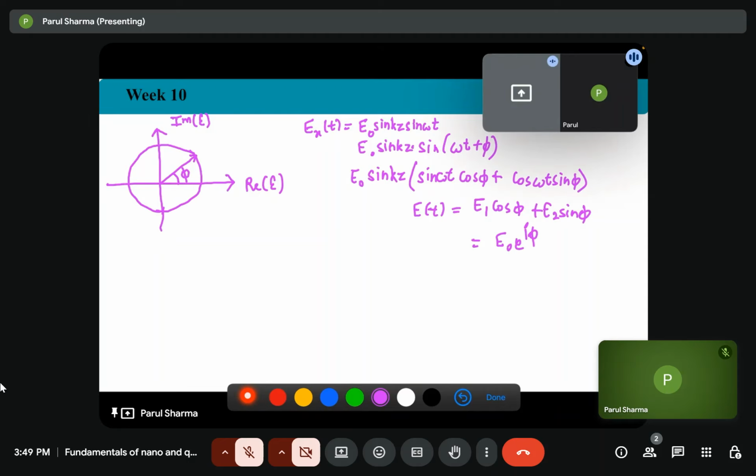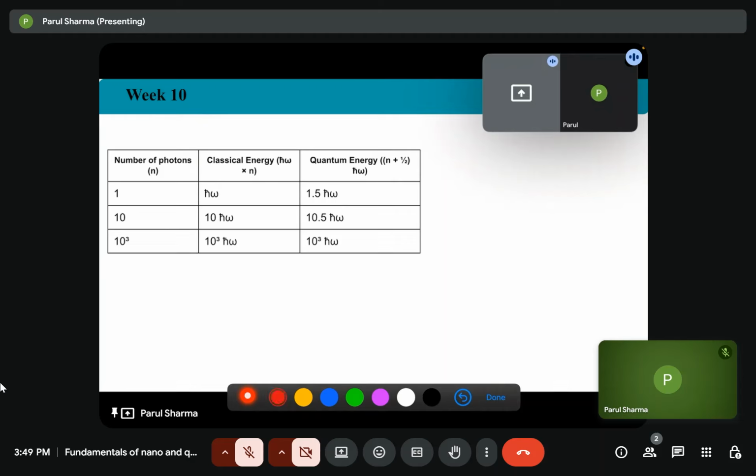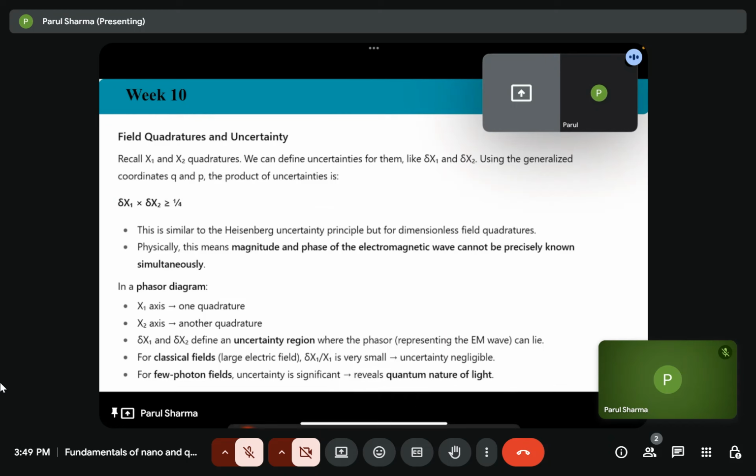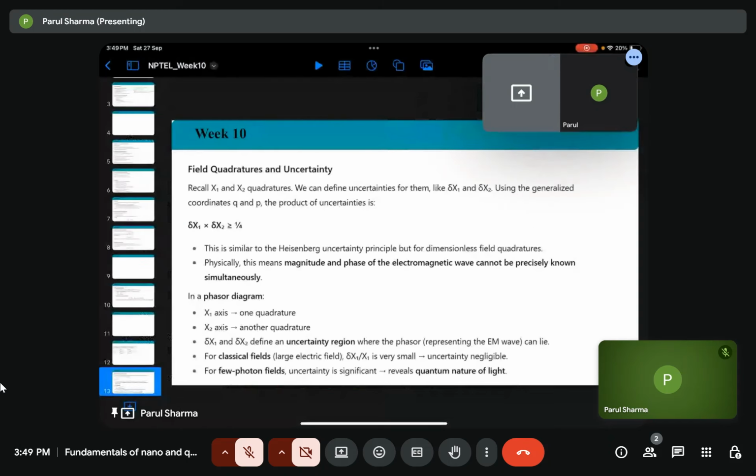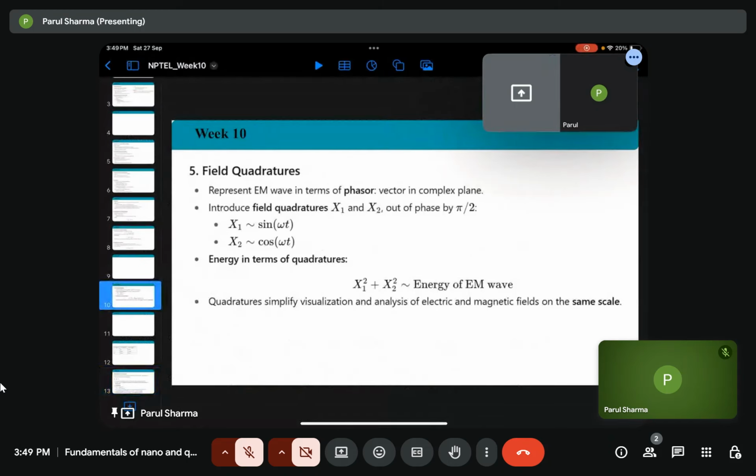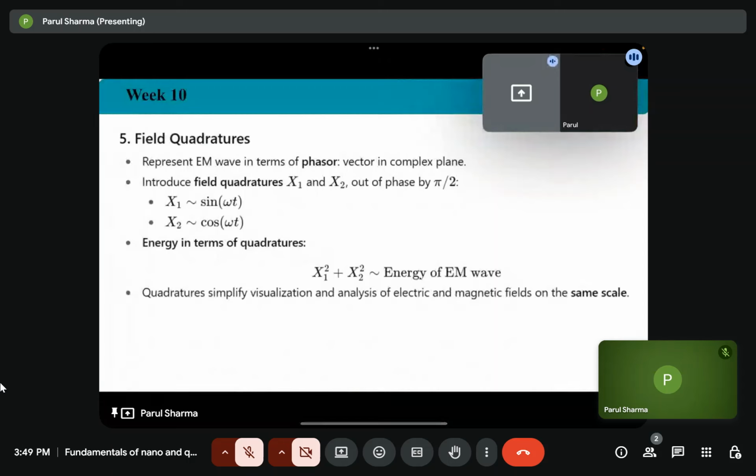So now, what are the phasor diagrams and the field diagrams? So we are representing the electromagnetic waves in terms of phasors. That is, we will represent the vectors in the complex plane, and we will introduce the field curvature section next, which will be out of phase.